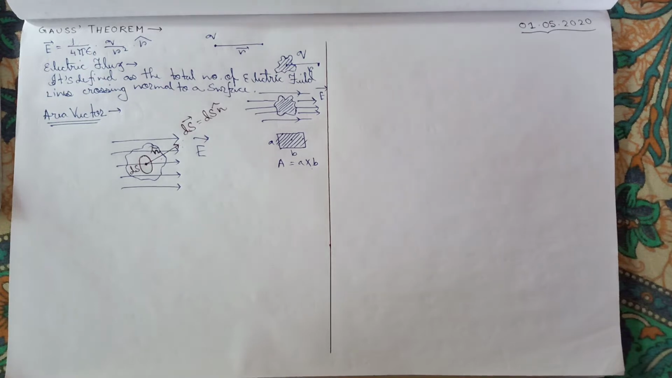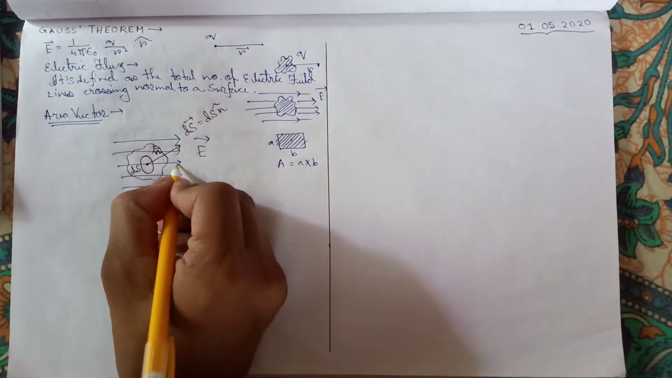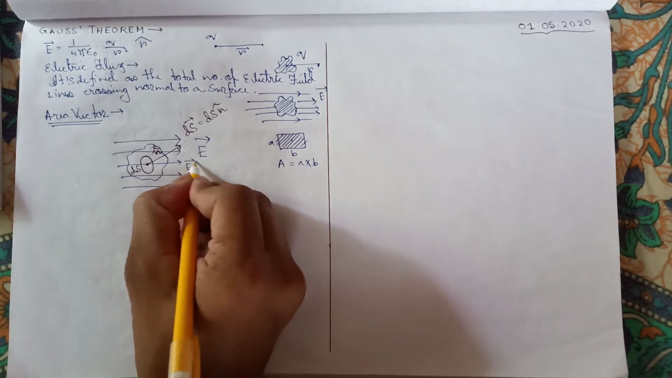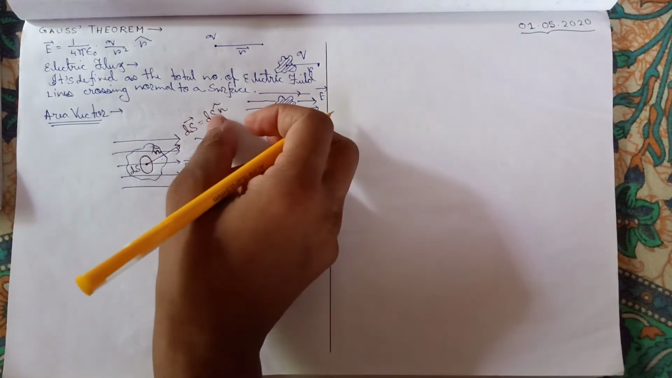So now see, these are the electric field lines. The electric field lines direction is like that, and the direction of the area is like that.